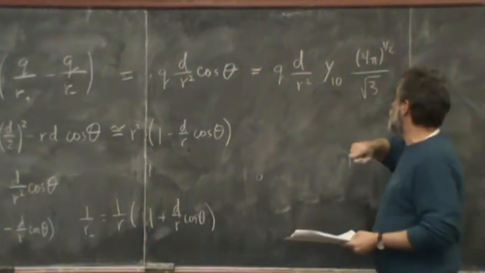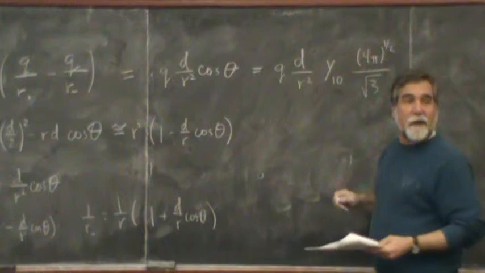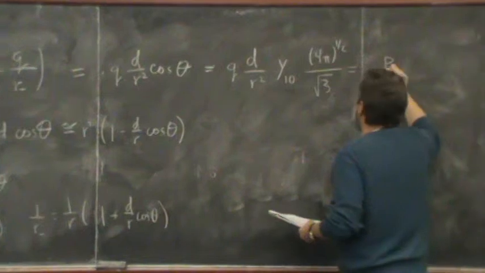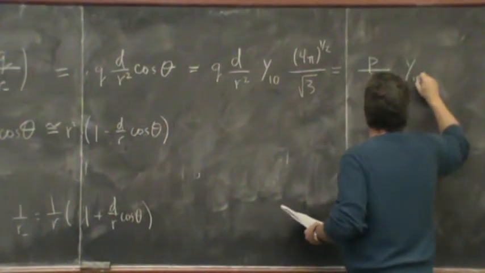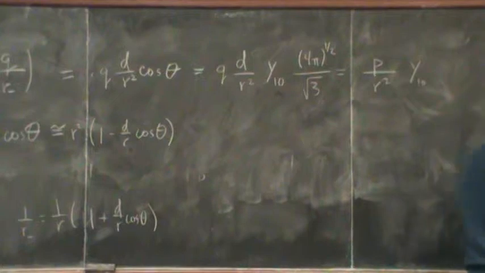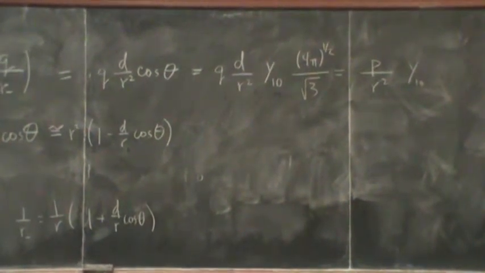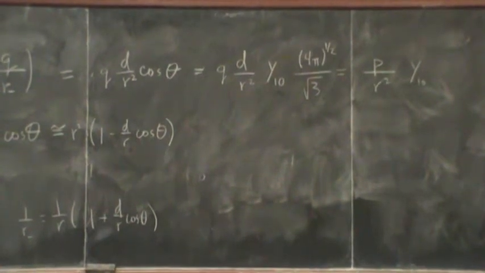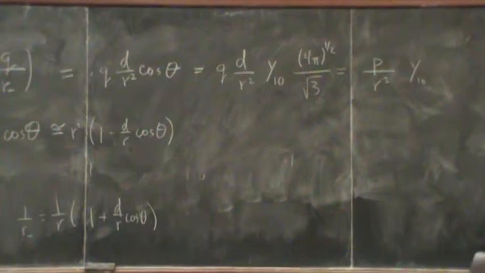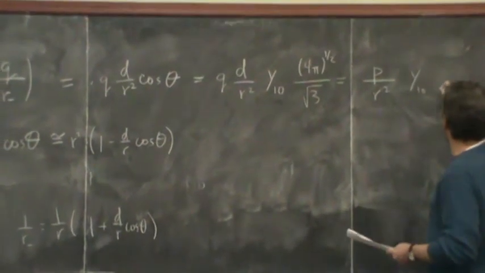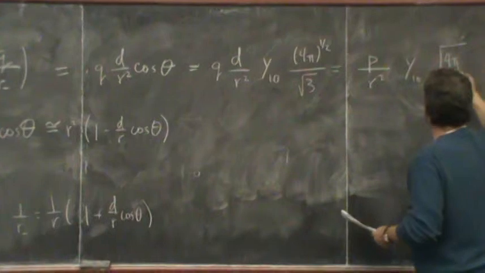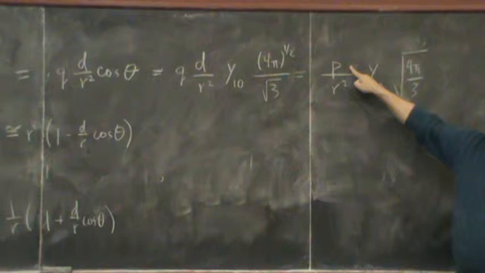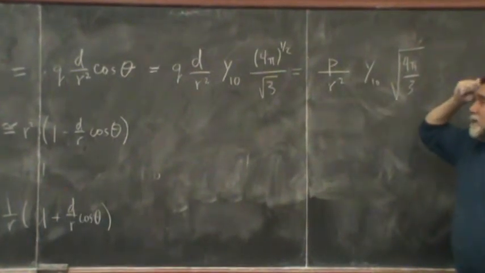Realizing that I've been told that I shouldn't erase and rewrite because people are having trouble keeping up with me, I'll rewrite that as p over r squared, Y10. Y10 square root of 4 pi over 3 p over r squared. That's it. This is the dipole moment. Now, this thing is what we call the dipole moment.